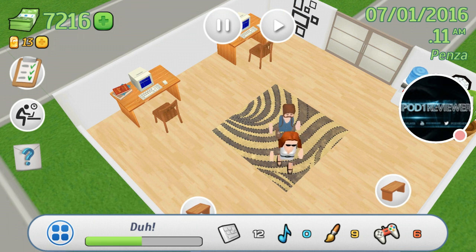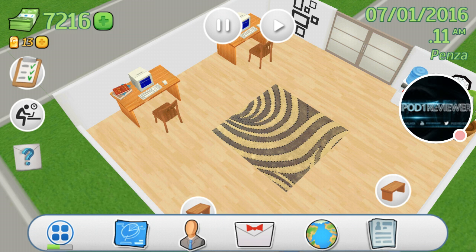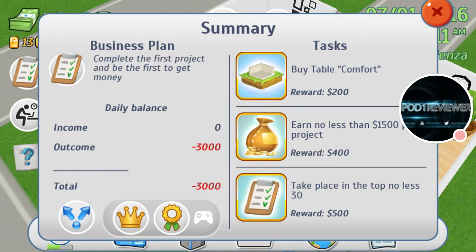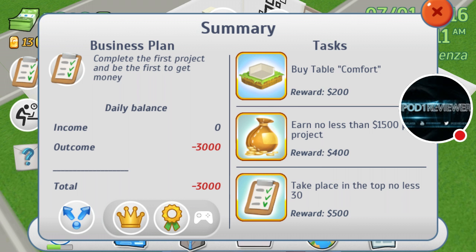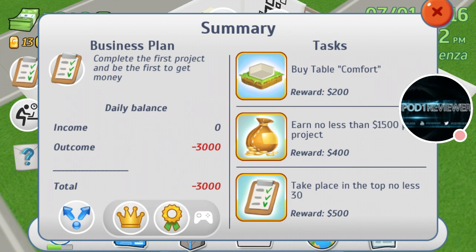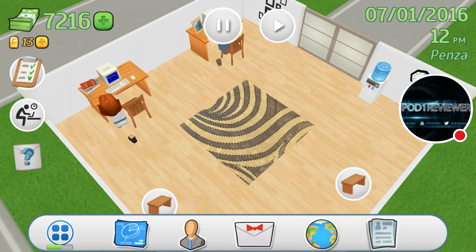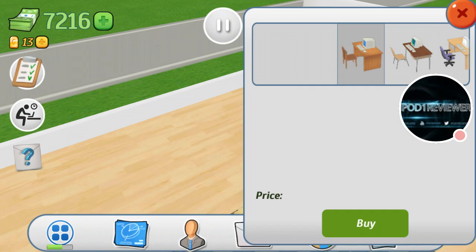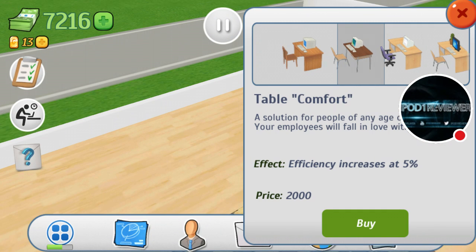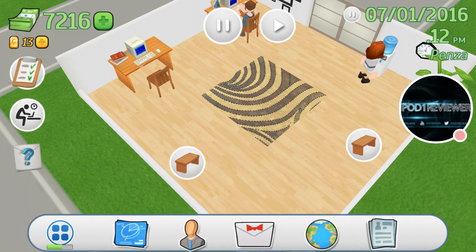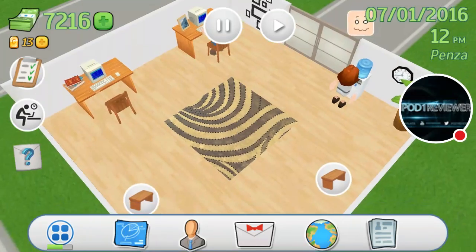Oh, wait. Did that say gambling? Oh, crud. I messed up. Okay, that's all that is. Alright, so I don't need that. Okay. No, I don't want to share my office with my friends. I got some work to do first. I do need some more tables, though. We need some good tables. What? These suckers are expensive. I'll wait. I can't afford to do none of that right now. Okay, so what do y'all want now?